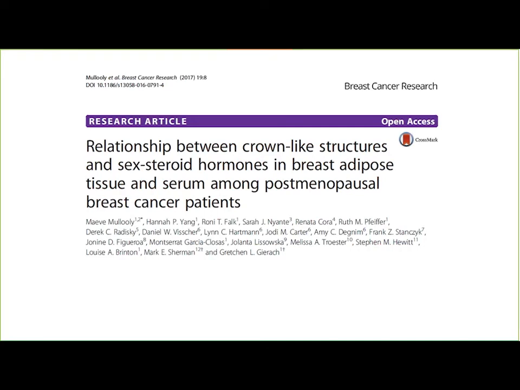Is the aromatase functional? Well, this is a publication from a different group earlier this year, where they were able to evaluate the relationship between crown-like structures of the breast and sex steroid hormones in breast adipose tissue and serum, and they found a very nice correlation between the estrogen to androgen ratio being higher in those who were CLS-B positive, whether you looked in the breast tissue or in the serum, consistent with the increase in aromatase that we had observed.